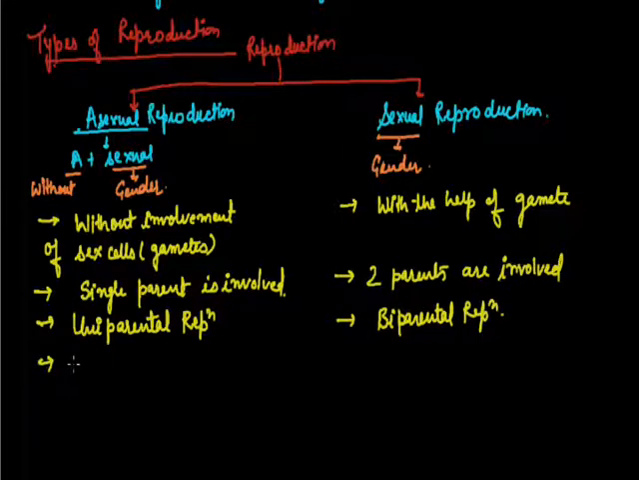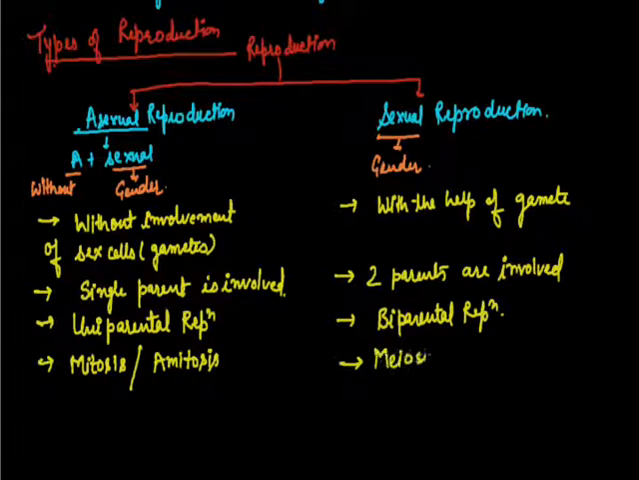This can be done by mitosis or amitosis. There is no need of meiosis, while this can be done by meiosis and mitosis. Mitosis is for the multiplication of cell number and meiosis is responsible for the formation of gametes. Next, gametes are not required. I had already written there, there is no involvement of gametes. So gametes are not required here, while here gametes are required.